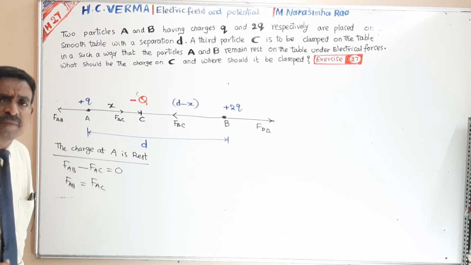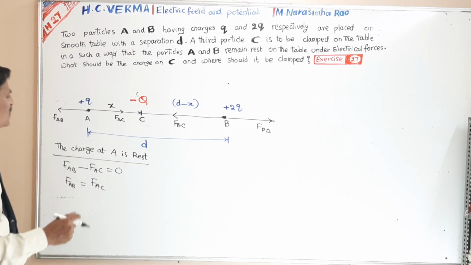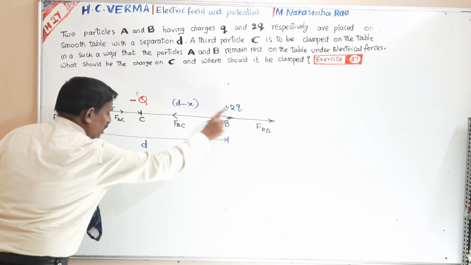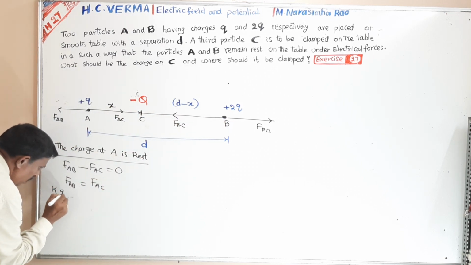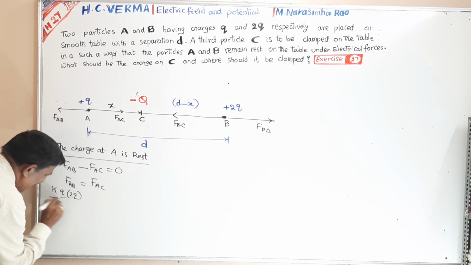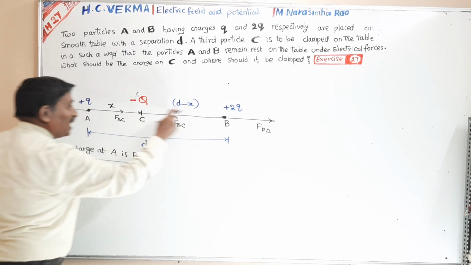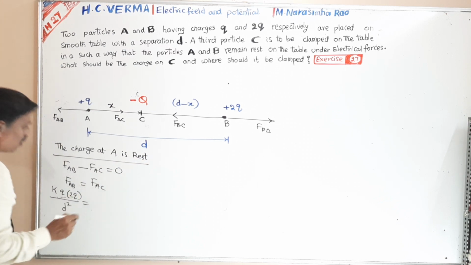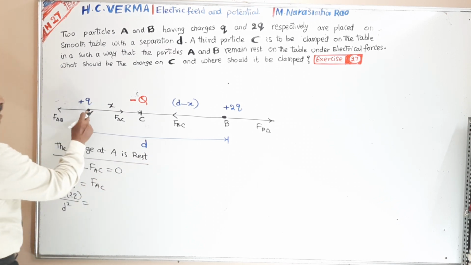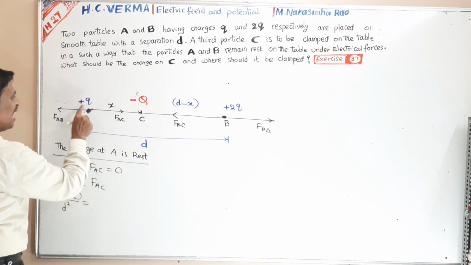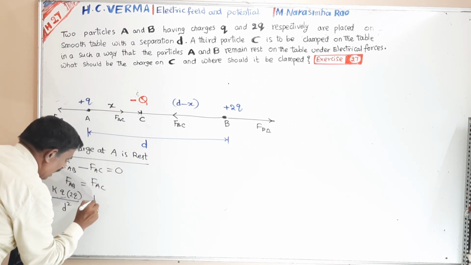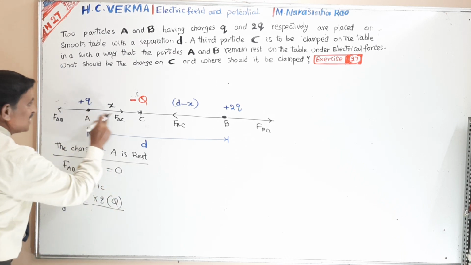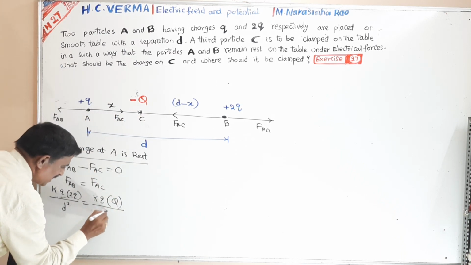I am applying Coulomb's law in electrostatics. K, Q, 2Q by the distance between these two charges D square is equal to the force between A and C, K into Q by this distance X square.